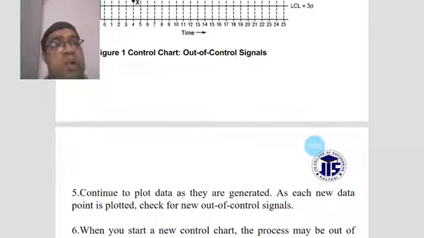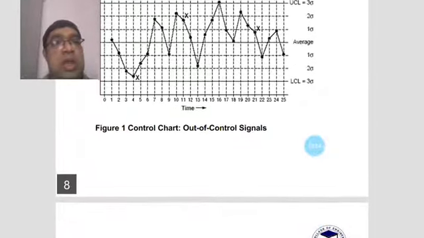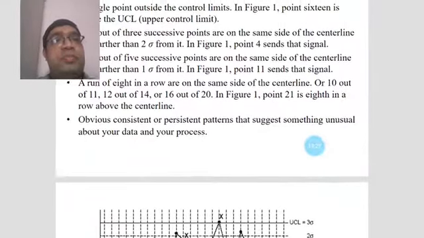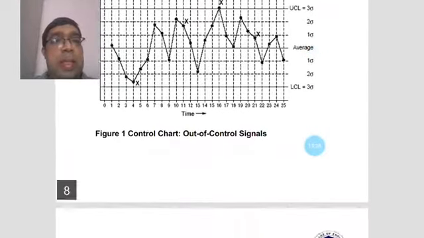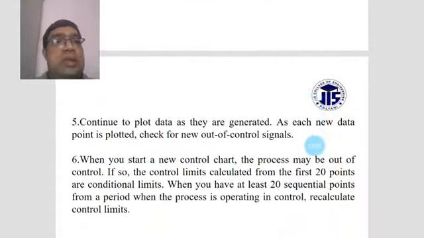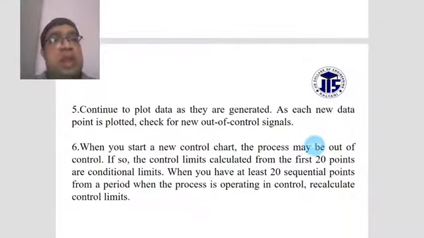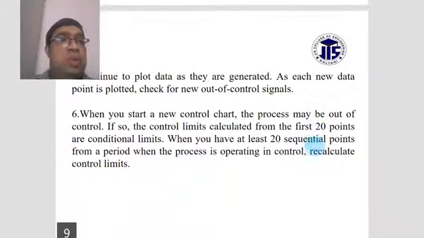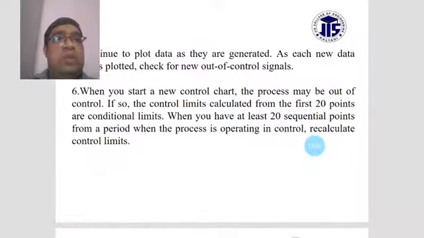Check for new out of control signals, which is point 5. That is, you have to continue to plot the data as they are generated, and as each new data point is plotted, check for new out of control signals. You have to concentrate on point 6.